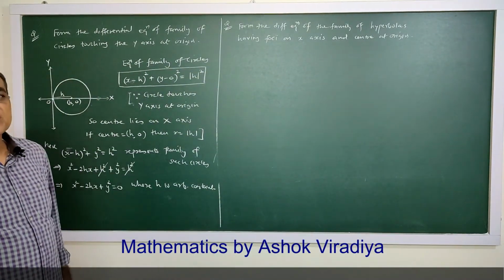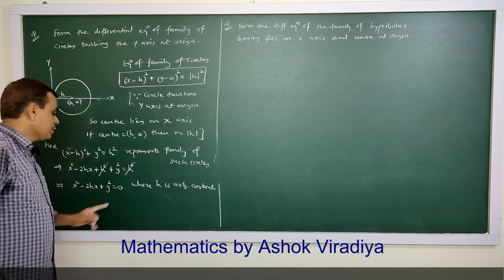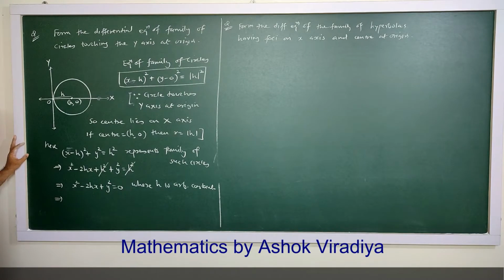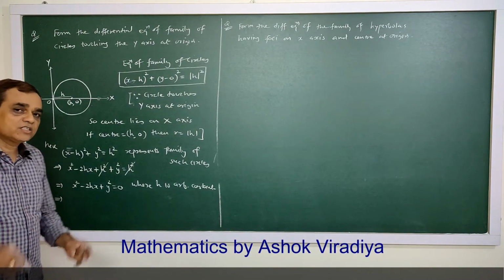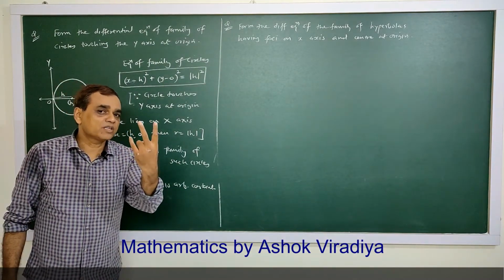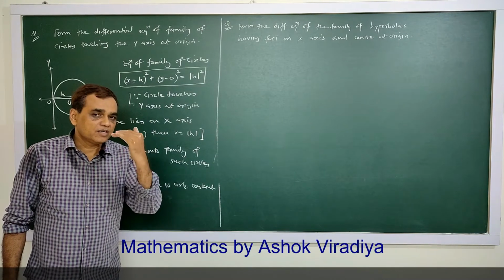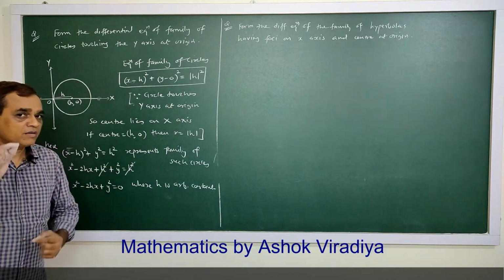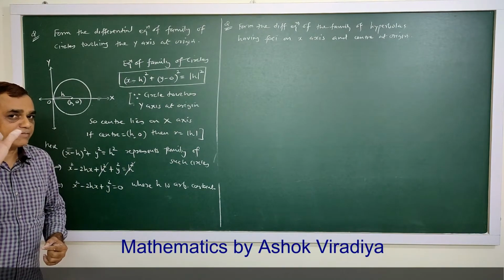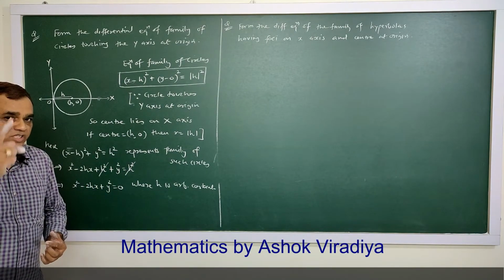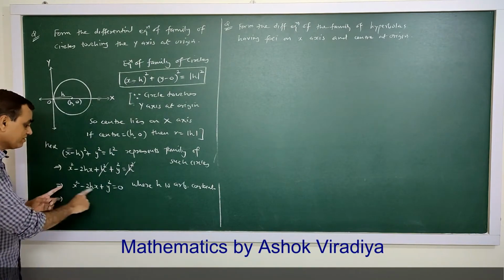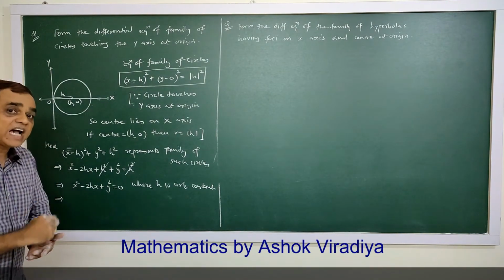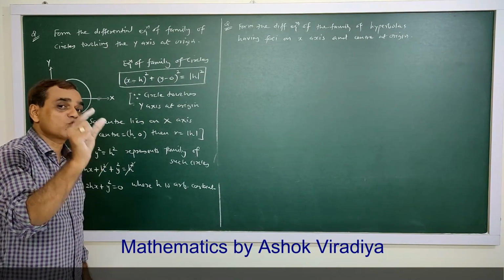So here, differentiating this with respect to x, we are doing two main important steps. Differentiate how many times? Number of arbitrary constants times. Number of arbitrary constants is 1, so we are going to differentiate one time. And the second step is elimination of the arbitrary constant.